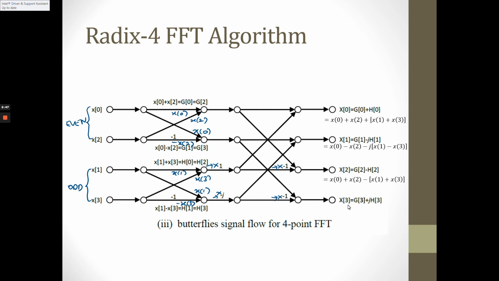So this x3 is equal to, from this one, x0 minus x2, the even function, and -1 because this function is already multiplied with this one. Sorry, this -j multiplied with -1, so you have positive j. So this positive j is multiplied with x1 minus x3 from the odd function. So this is the butterfly signal flow for the 4-point FFT based on the radix-2 FFT algorithm concept.